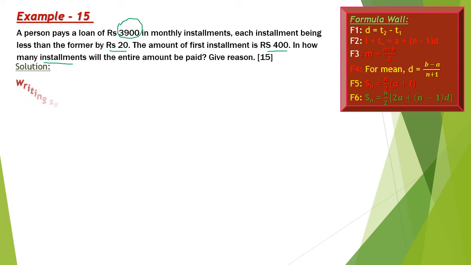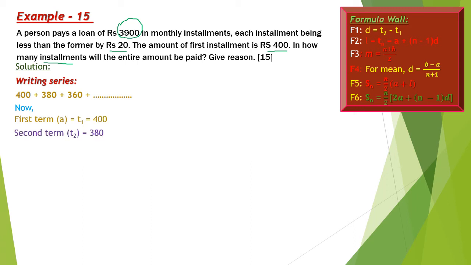Solution. Writing the series. Now our series will be like 400 plus 380, as rupees 20 is paid less on each increasing installment. In the first installment 400 is paid, in the second installment 380 is paid, then 360, and 20 rupees will decrease on each installment. Now we have our series, our first term, our second term, and our common difference, that is minus 20. You can do it directly as minus 20, or we can use the formula: 380 minus 400, that is minus 20.